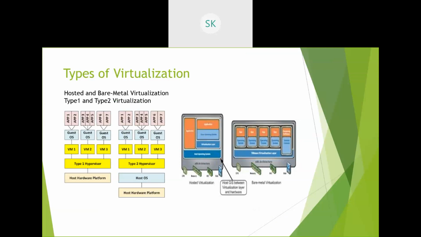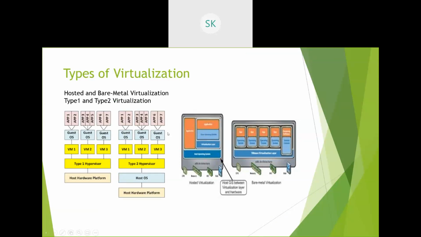But in hosted architecture, what is happening here? In hosted architecture, between the virtualization layer and the hardware, there is an operating system. It can be Linux, it can be Windows or anything. So when the virtualization layer talks directly to the hardware, that is bare metal architecture. If the virtualization layer talks to the hardware through an operating system, that is hosted architecture. You can see the symbol representation here.